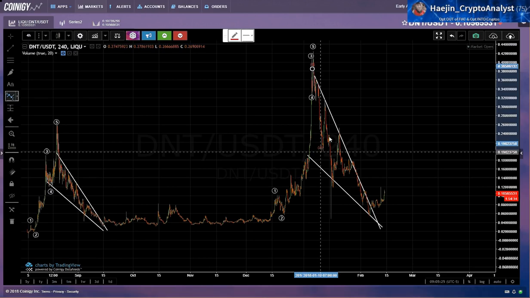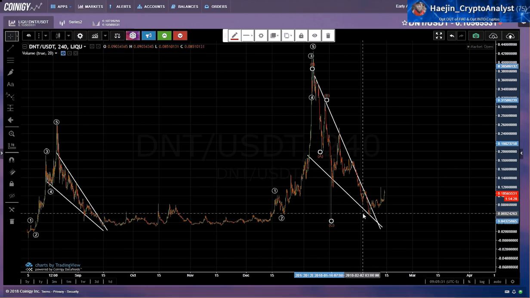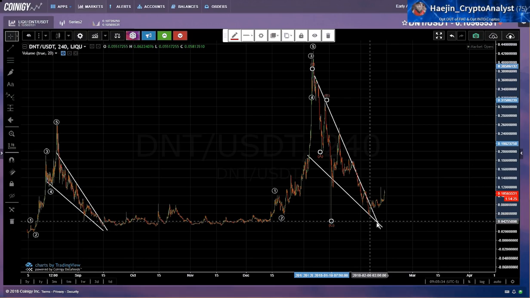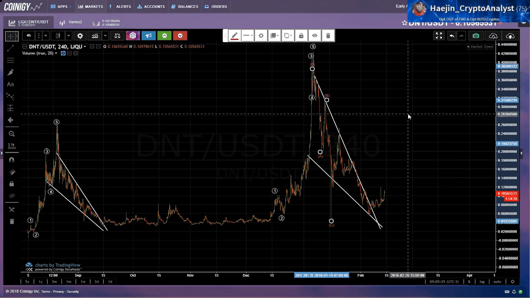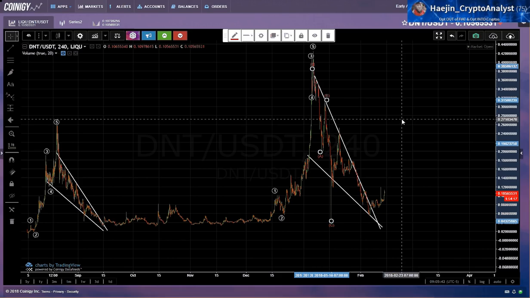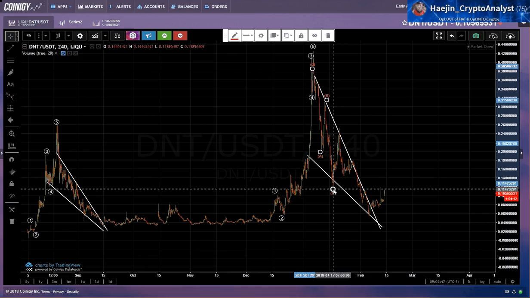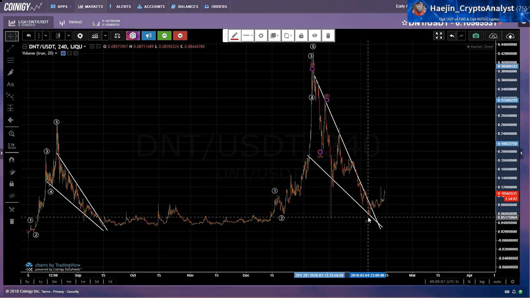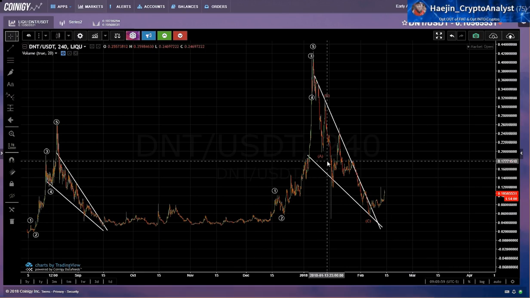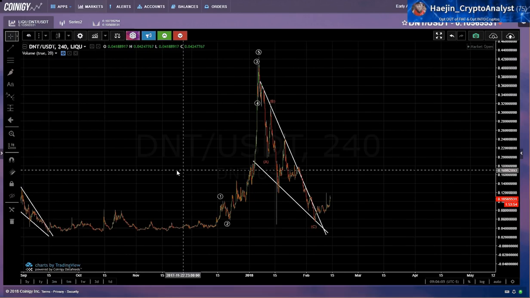I will count this as an ABC down. This is the lower low. And this would be 1, 2, and we could be going on 3. Now, if I discount this, I can move the C down to here. Either way, the pathway will be the same. The key is what will happen next.